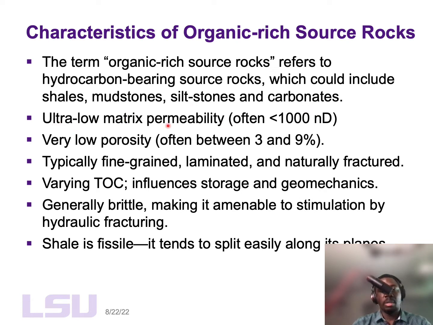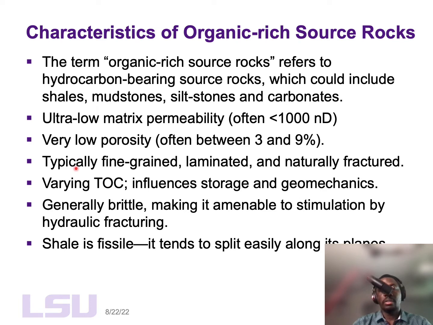The matrix permeability is extremely low, so we like to use the term ultra low just to indicate it's actually lower than you would have in, say, tight gas. It's typically lower than 1,000 nanodarcy, which is 1 microdarcy. So it's lower than that. So that means the permeability is in the nanodarcy scale. The porosity is very low, typically between 3 and 9%.